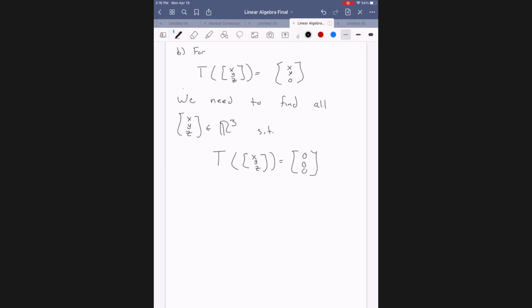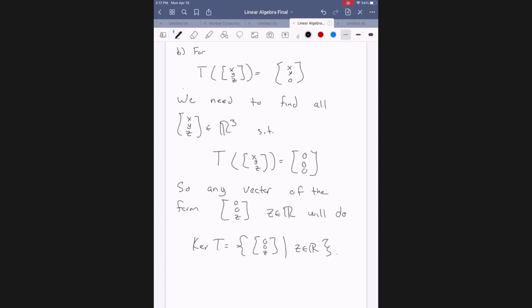So any vector of the form 0, 0, z, where z is a real number, will do. So the kernel in this case is equal to the set of all vectors 0, 0, z, such that z is a real number. Perfect. All right.